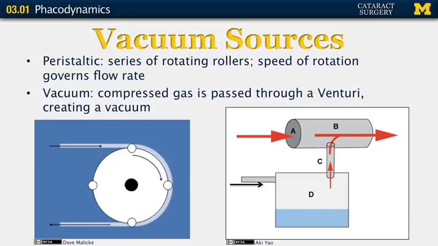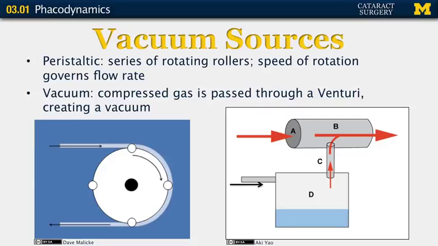So let's talk now about vacuum sources, and there's a few different ways that vacuums can be created. And the goal of vacuum is to create a fluid outflow from the eye. So the more common system to use is a so-called peristaltic or flow pump, which is pictured on the left side here. And this is driven by a series of rollers which compress the tubing and move fluid through the tubing in such a manner. And we can see that the direction of the arrows indicates the direction of fluid flow as the rollers are spinning. So the faster these wheels are spinning, the higher the flow will be through the tubing.